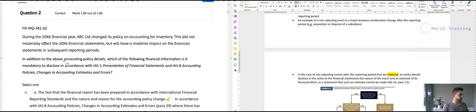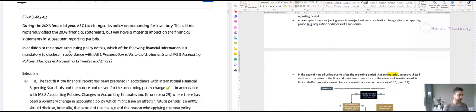Okay, so let's move on to question 2. So during the 20X financial year, ABC changed its policy on accounting for inventory. This did not materially affect the 20X16 financial statements, but will have a material impact on the financial statements in subsequent reporting periods. So here we have a company which has changed its accounting policy. So in addition to the above accounting policy details, which of the following financial information is it mandatory to disclose in accordance with IAS 1?